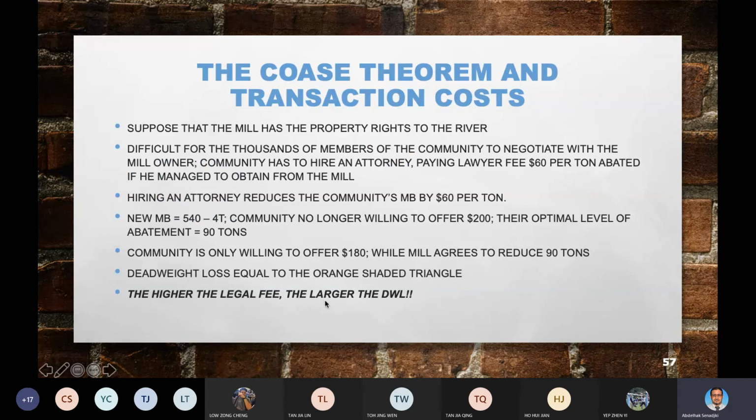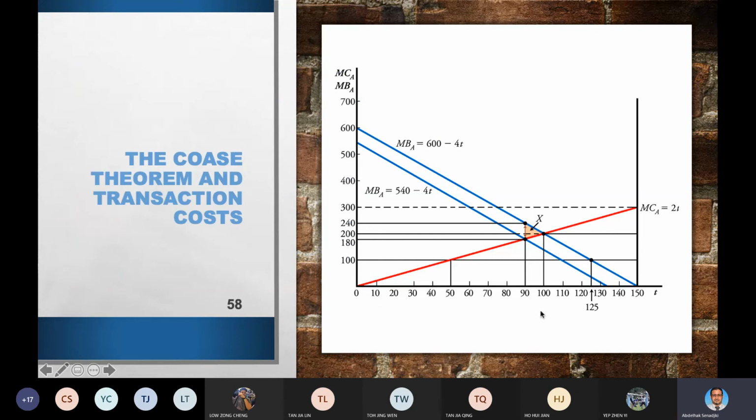The higher the legal fee, the larger the deadweight loss. For example, if the legal fee is 100, this is reduced to 500, and the new equilibrium is only at 80, so we will have more deadweight loss. If the fee is, let's say, 200, then it becomes 400 here, and the new equilibrium will be at 70. Then this will be the deadweight loss. So the higher cost of the legal fees will generate a higher deadweight loss.